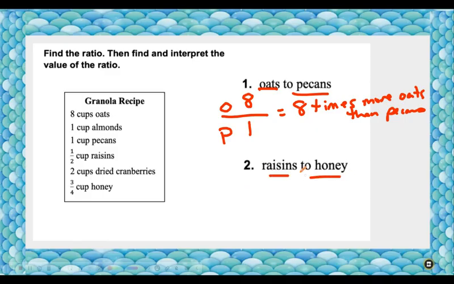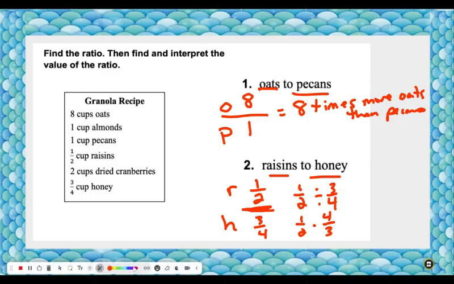Okay, raisins to honey. So let's look at raisins. So we have raisins. I like to label everything as a 1/2 cup. And then we have honey, 3/4 cup. So we have a complex fraction. So 1/2 divided by 3/4. Keep, change, flip. Can we cross simplify? Yes, we can. So 2 divided by 2 is 1. 4 divided by 2 is 2. So we would get 2/3. Okay, so the amount of raisins to honey is 2/3 the amount.